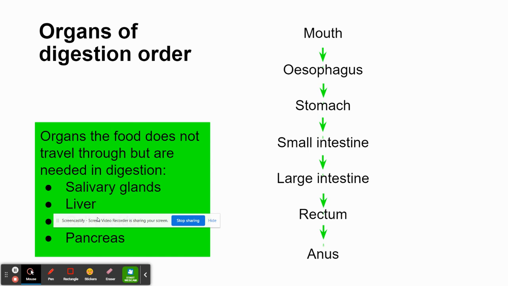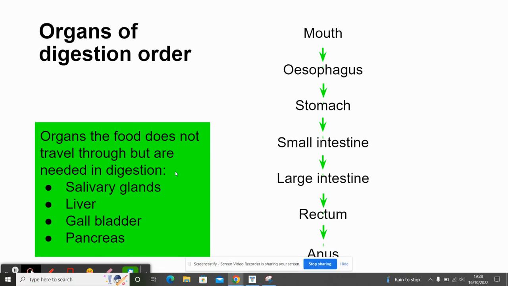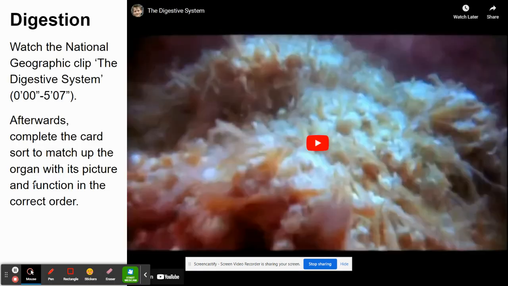As I said, these are other organs which are involved in digestion, but the food does not pass through them. The salivary glands in the mouth add the saliva, the liver and the gallbladder release the bile to emulsify fats, and the pancreas. So food does not pass through these organs, but they're still important in digestion.